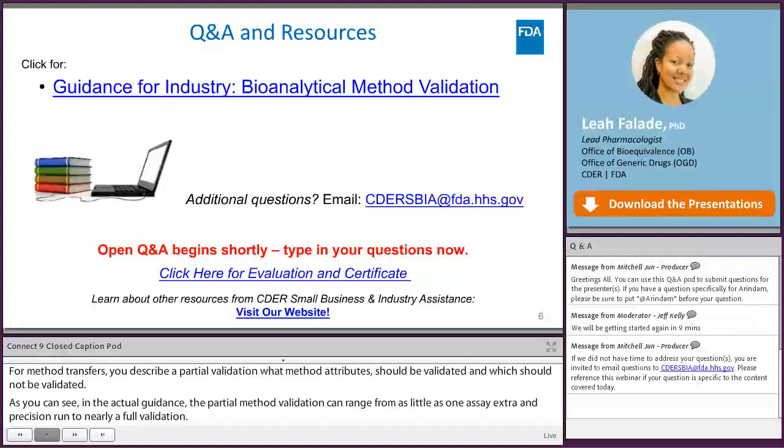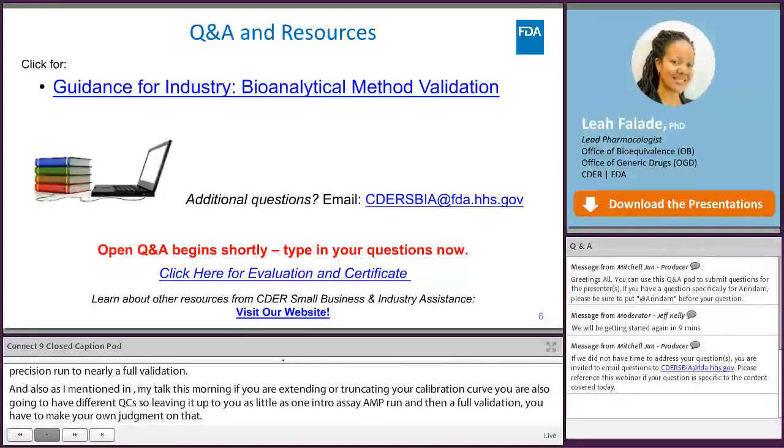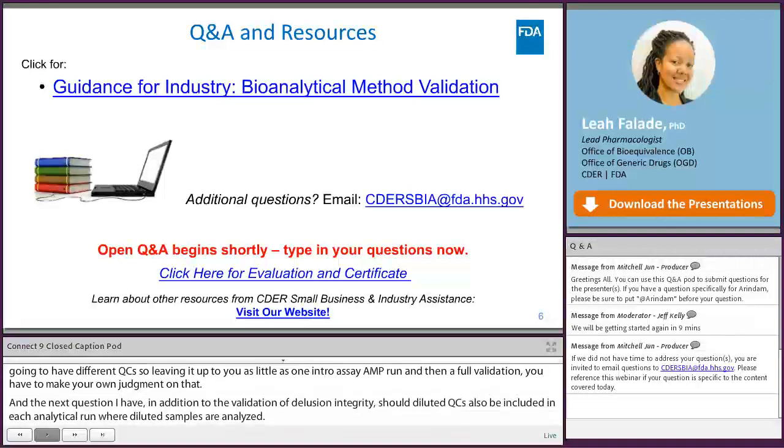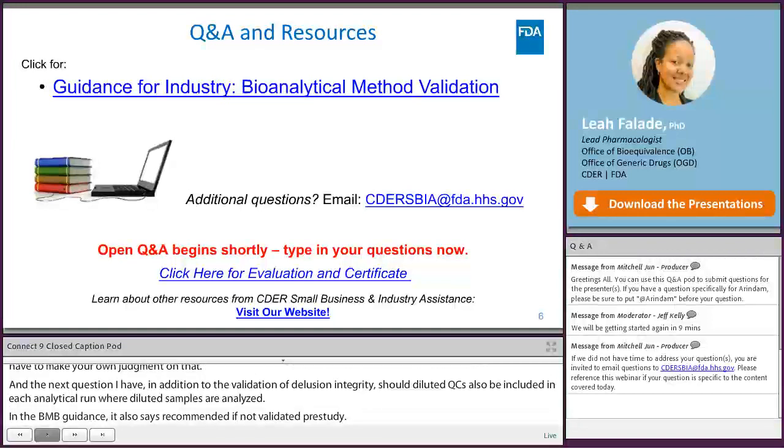And the next question I have, in addition to the validation of dilution integrity, should diluted QCs also be included in each analytical run where diluted samples are analyzed? In the BMV guidance, it also says it is recommended if not validated pre-study. So we're recommending that you validate them pre-study, but if you do not, then you will run the dilution QCs in each analytical run where you're reanalyzing diluted samples.